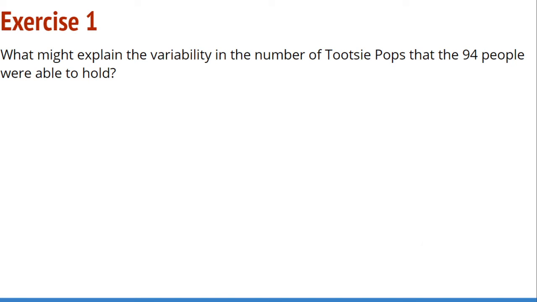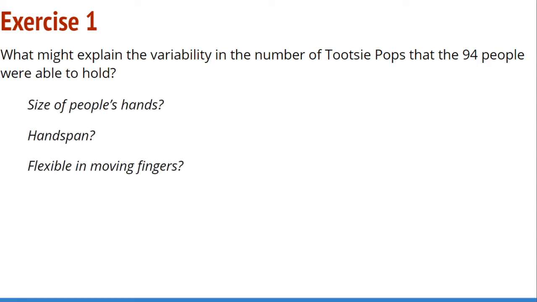So what might explain the variability in the number of Tootsie Pops that the 94 people were able to hold? Well, how big are people's hands? What is their hand span? Meaning when they hold up their hand, how wide is their hand? Does it matter how flexible their fingers are? Does it matter how strong their fingers are? Does it matter how big the jar is?